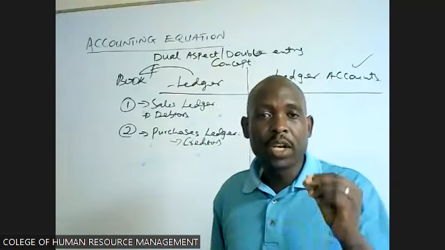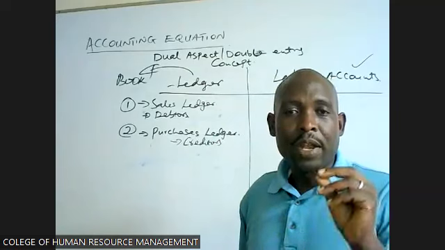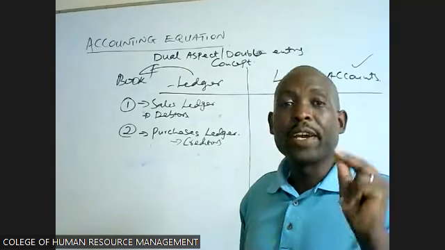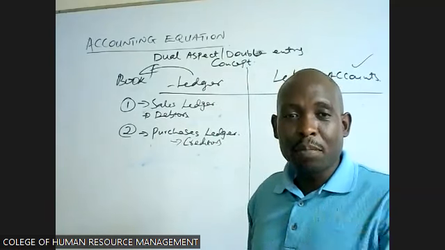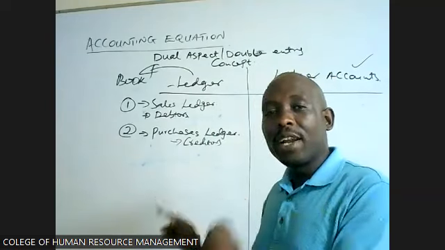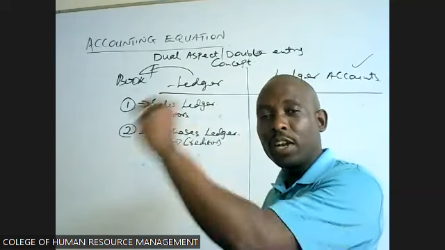The difference between creditors and debtors is this. Debtors are your customers. You sold goods to them on credit, so those debtors owe the business some amount of money. But the creditors, we bought goods on credit from them.